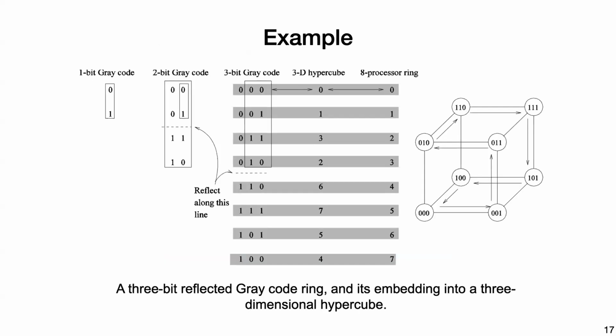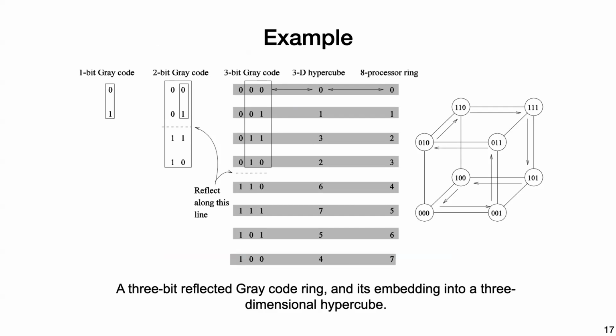Okay. This is just the example that we had. So you have 1 bit, 0, 1. You have 2 bits, 0, 1. Flip them, it becomes 1, 0. And then the highest bit in the first half is 0. The highest bit in the second half is 1. And then you extend that to 8 bits.